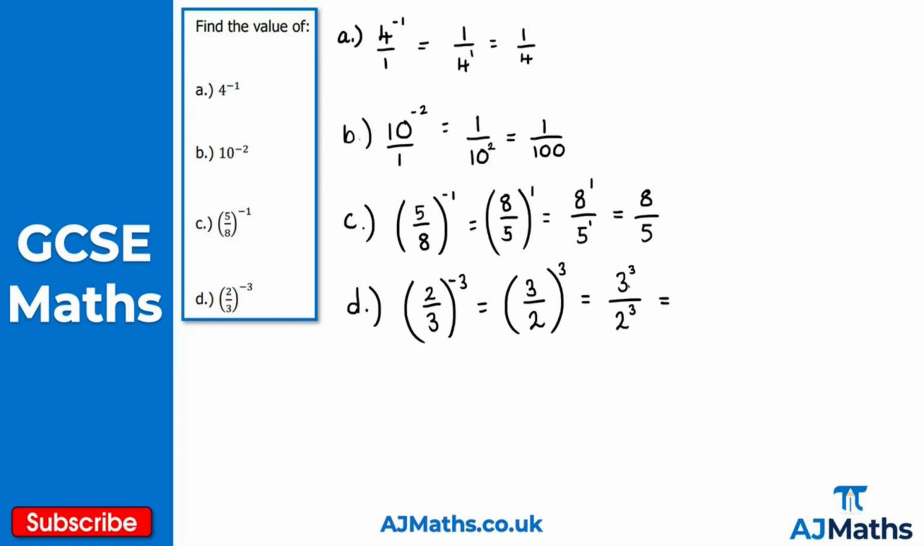So from here then, 3 to the power of 3, that's 3 times 3 times 3. So that would give me 27. And then 2 to the power of 3, that's 2 times 2 times 2, giving me 8 there. We get 27 over 8, giving us the solution to D. And that gives us the solution there to question 1. So that actually brings the end of this video on negative indices. In the next video, we're going to take a look at fractional indices.